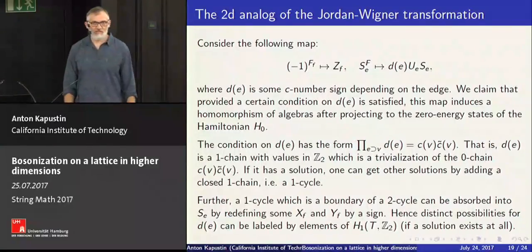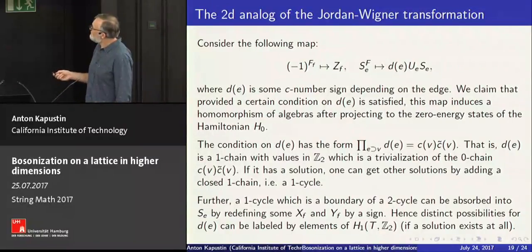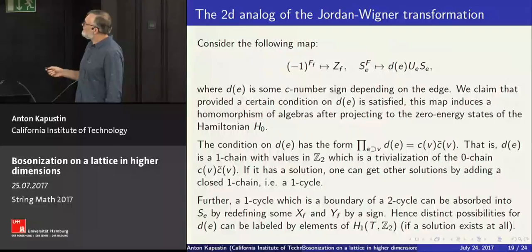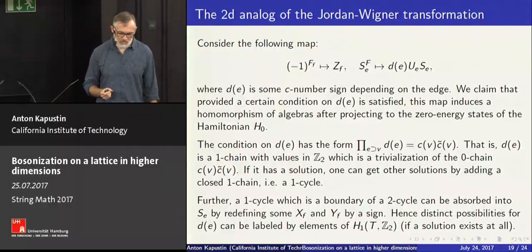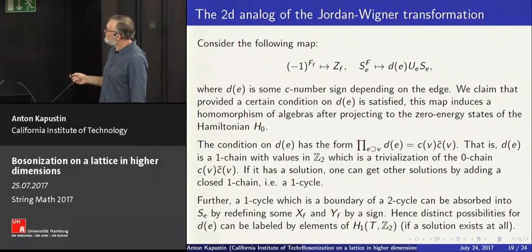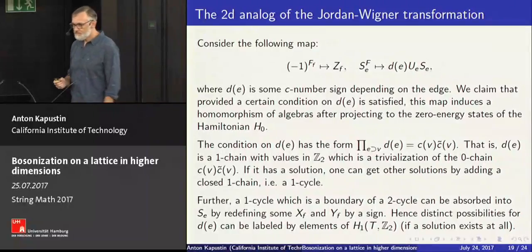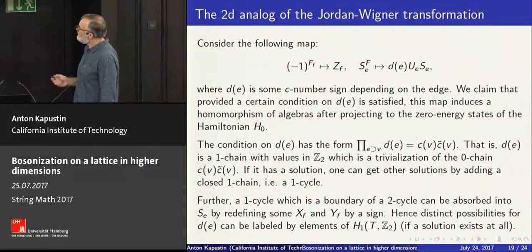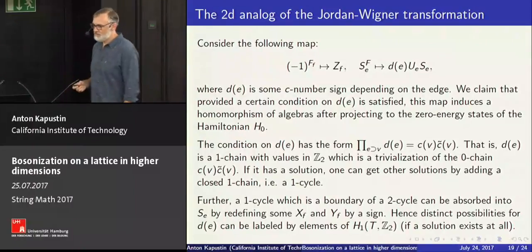The mathematical interpretation of this is the following. You can think of this as just a Z2-valued function on vertices, that is, a zero chain. And D of E should be thought of as a one chain with values in Z2 again. This condition is simply saying that this one chain is a trivialization, that is, the boundary of this one chain is a zero chain. Now, if you found one solution for this, then there are of course many others, because you can add any closed one chain, any one cycle, to this D and still get a solution.